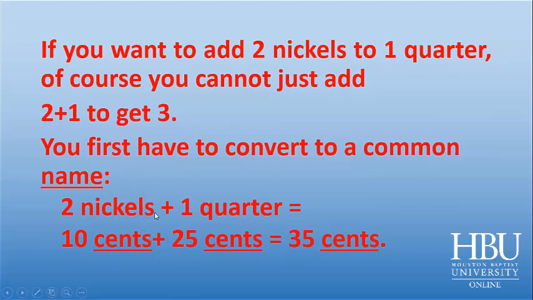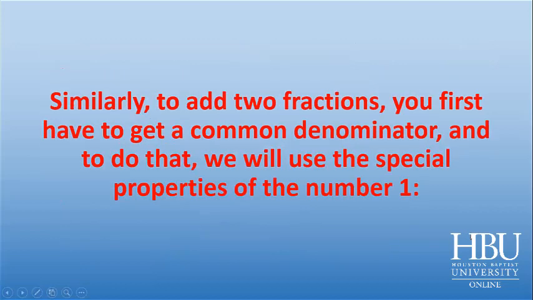Notice that we've taken 2 different names, nickels and quarter, and converted to a common name, cents. Now that we have the common name, we can just add the numerical parts. 10 plus 25 is 35. So 10 cents plus 25 cents is 35 cents. What, you say, does that simple illustration have to do with working with rational expressions? Well, similarly, to add 2 fractions, you first have to get a common denominator.